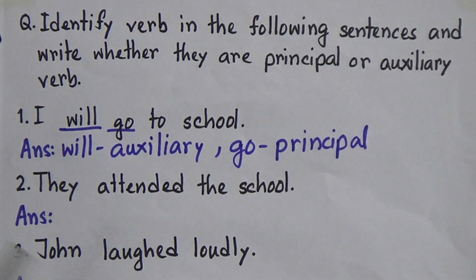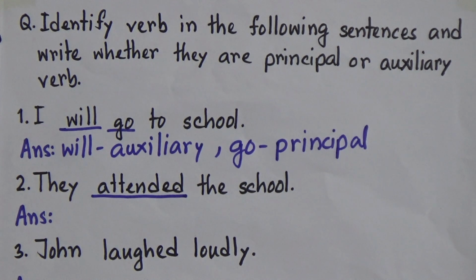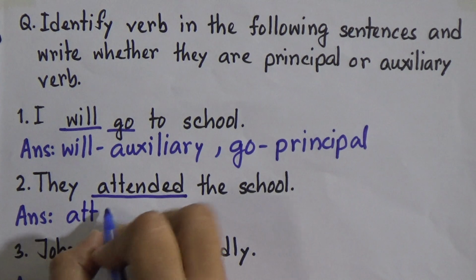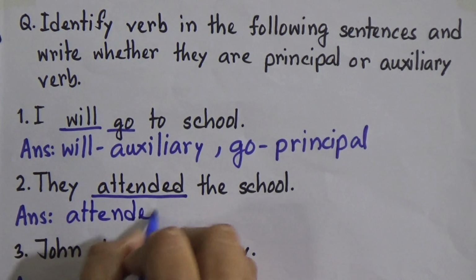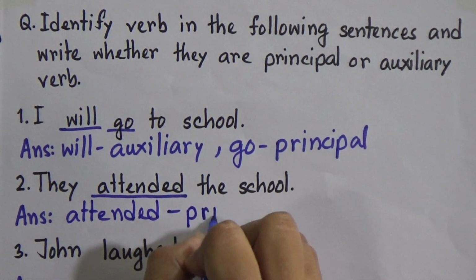Now we will go to number two. They attended the school. Now look, there is only one verb, attended, and attended is the past form of the verb attend. So we can say that the verb attended is principal verb.